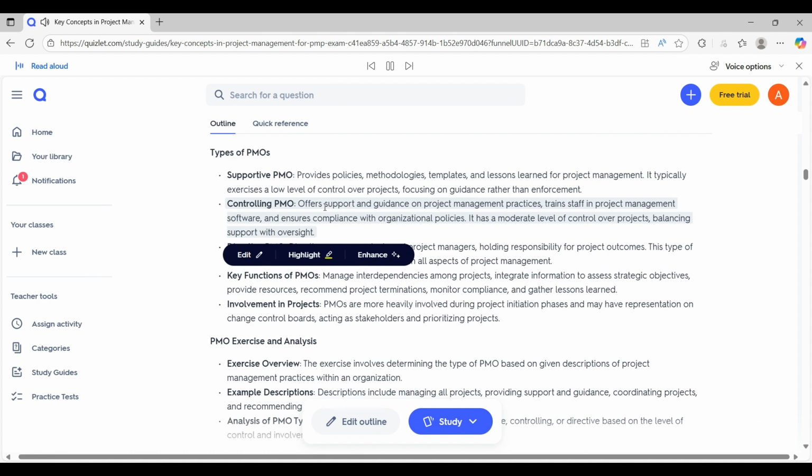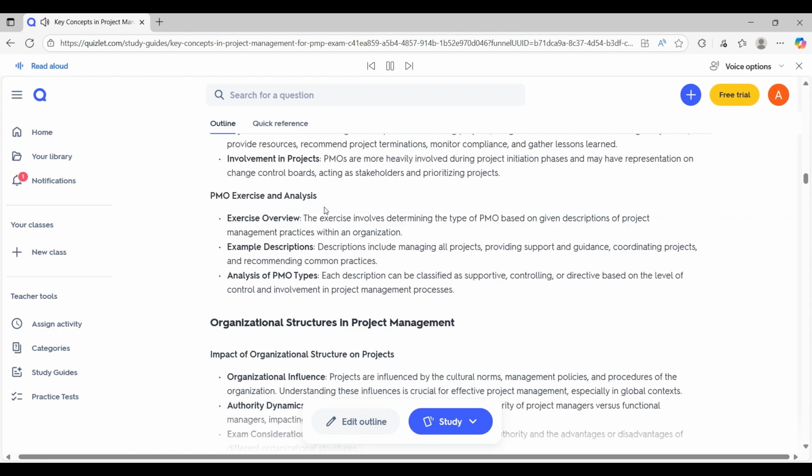PMO exercise and analysis. Exercise overview. The exercise involves determining the type of PMO based on given descriptions of project management practices within an organization. Example descriptions. Descriptions include managing all projects, providing support and guidance, coordinating projects, and recommending common practices.